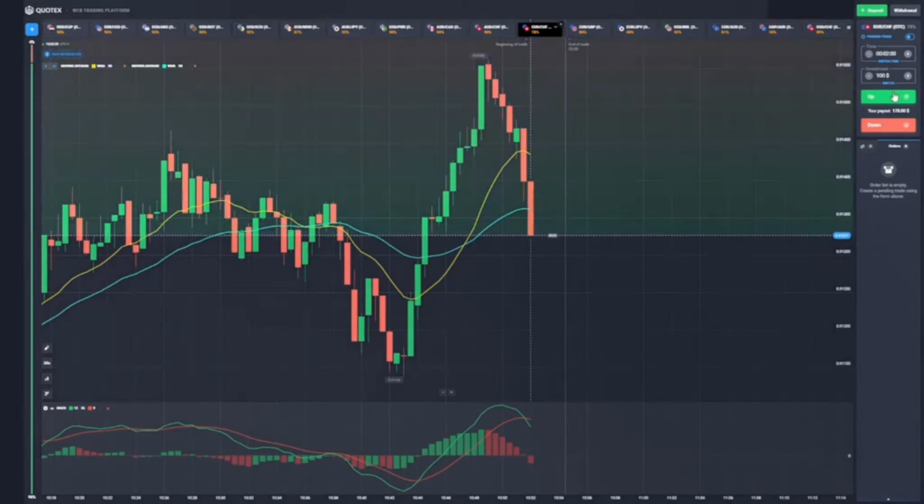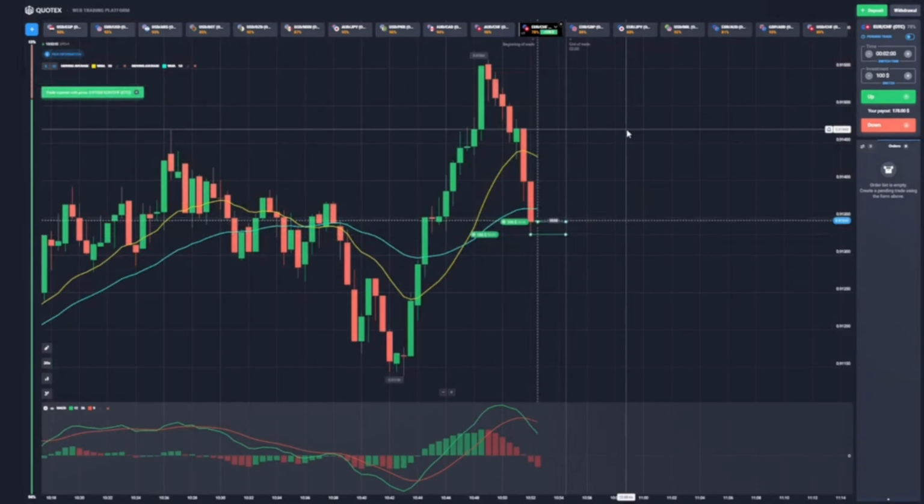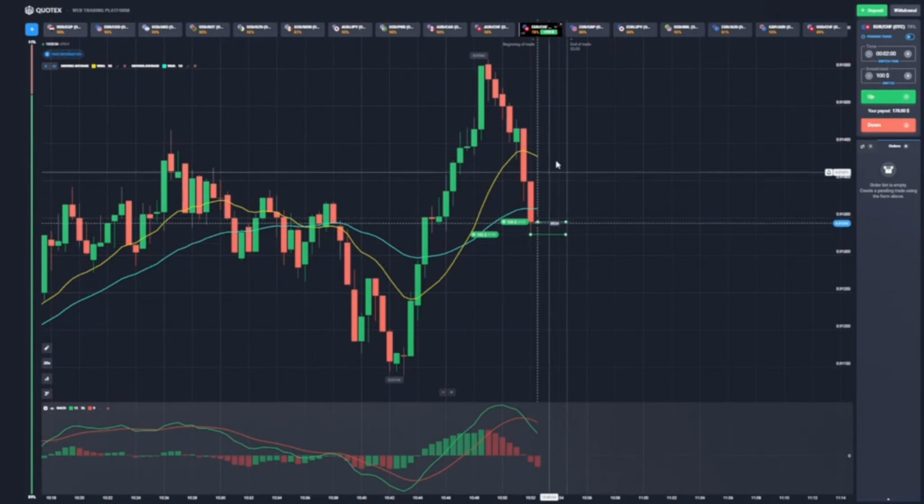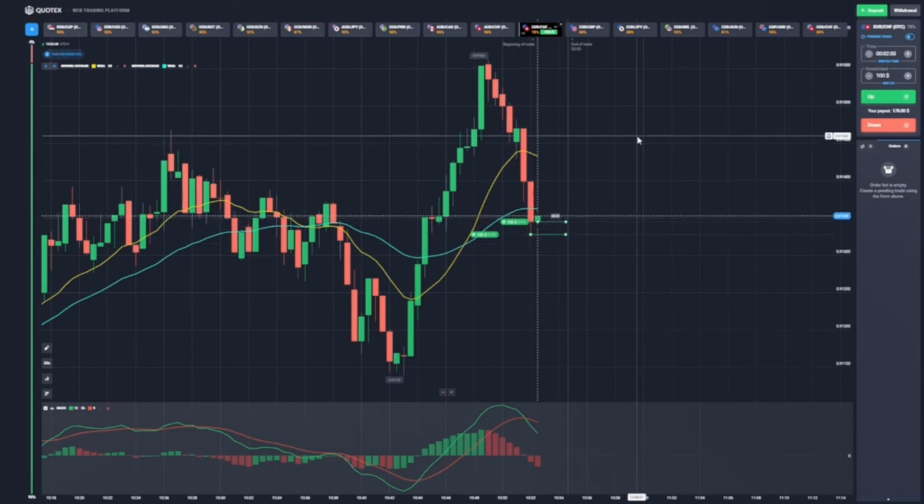Here we take buy trades as the moving averages crossed upward and the candles have come to retest the 50-period moving average. We will take more trades at different entries so you get how it works.